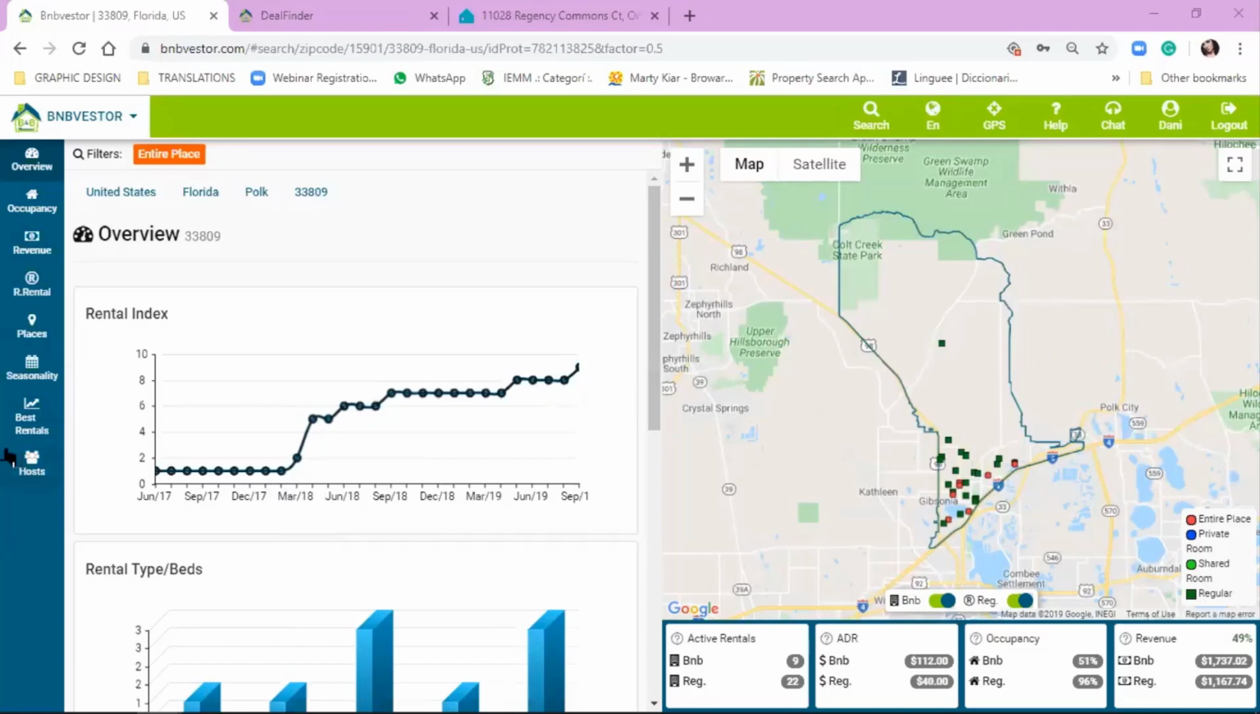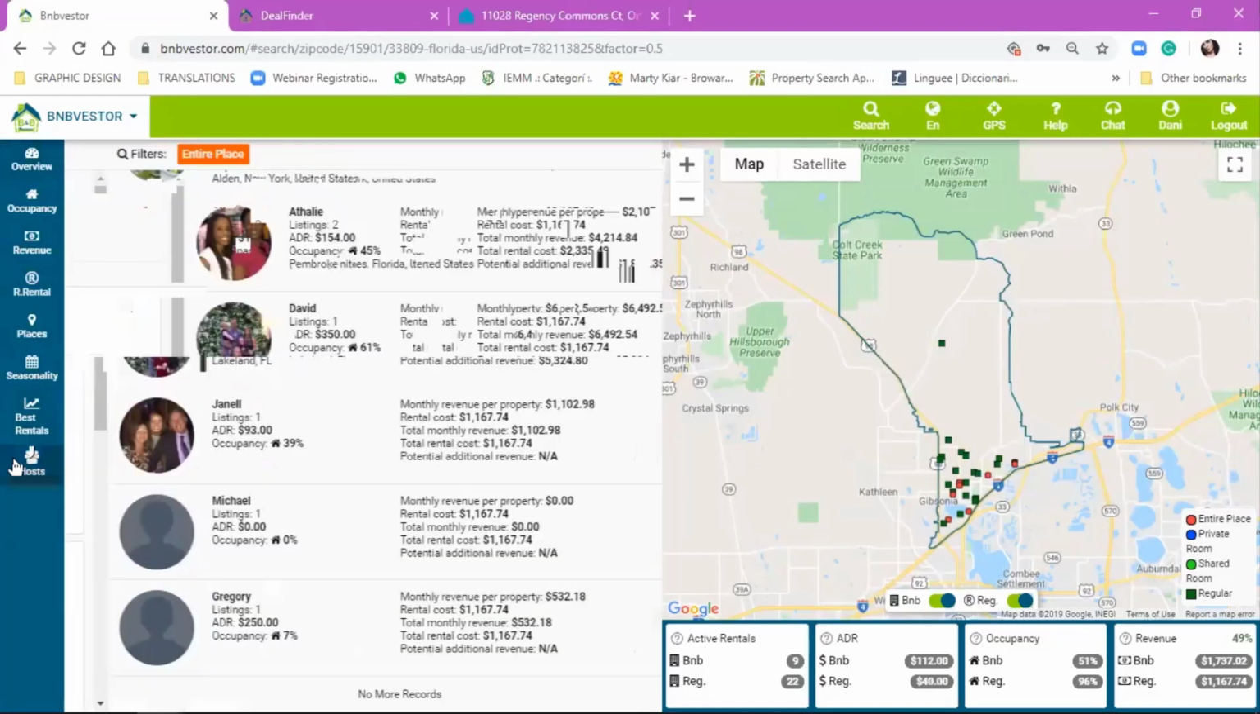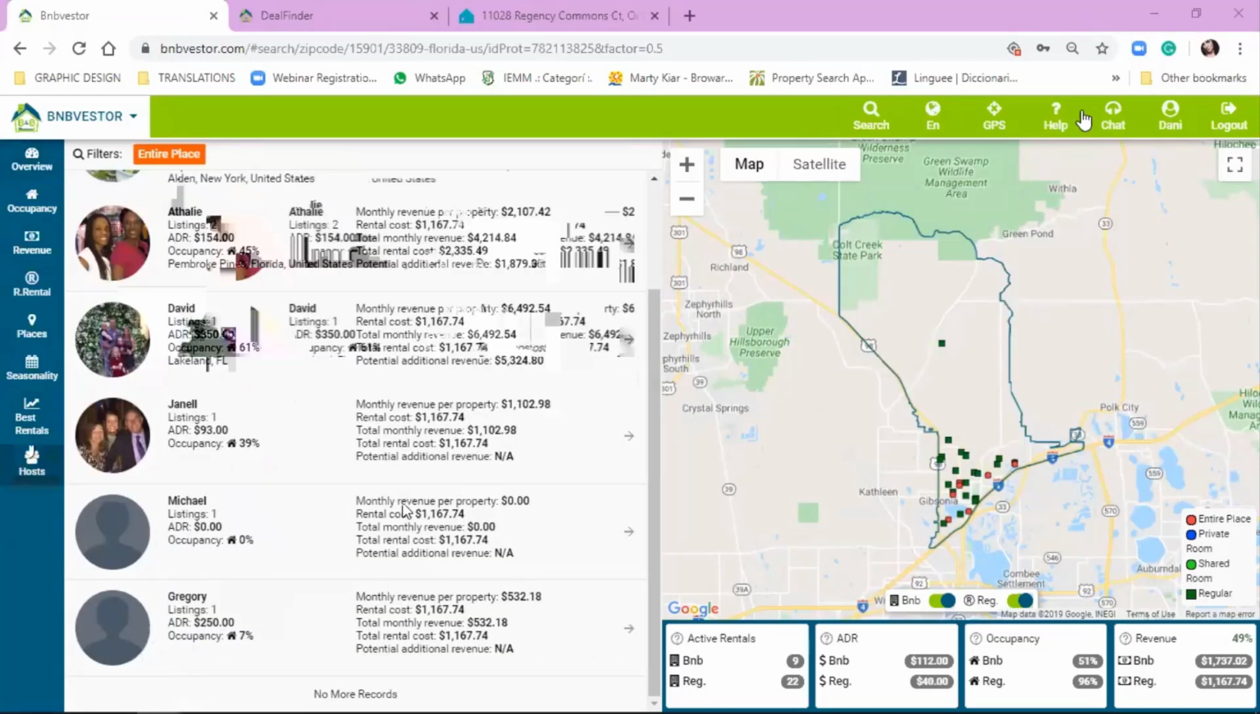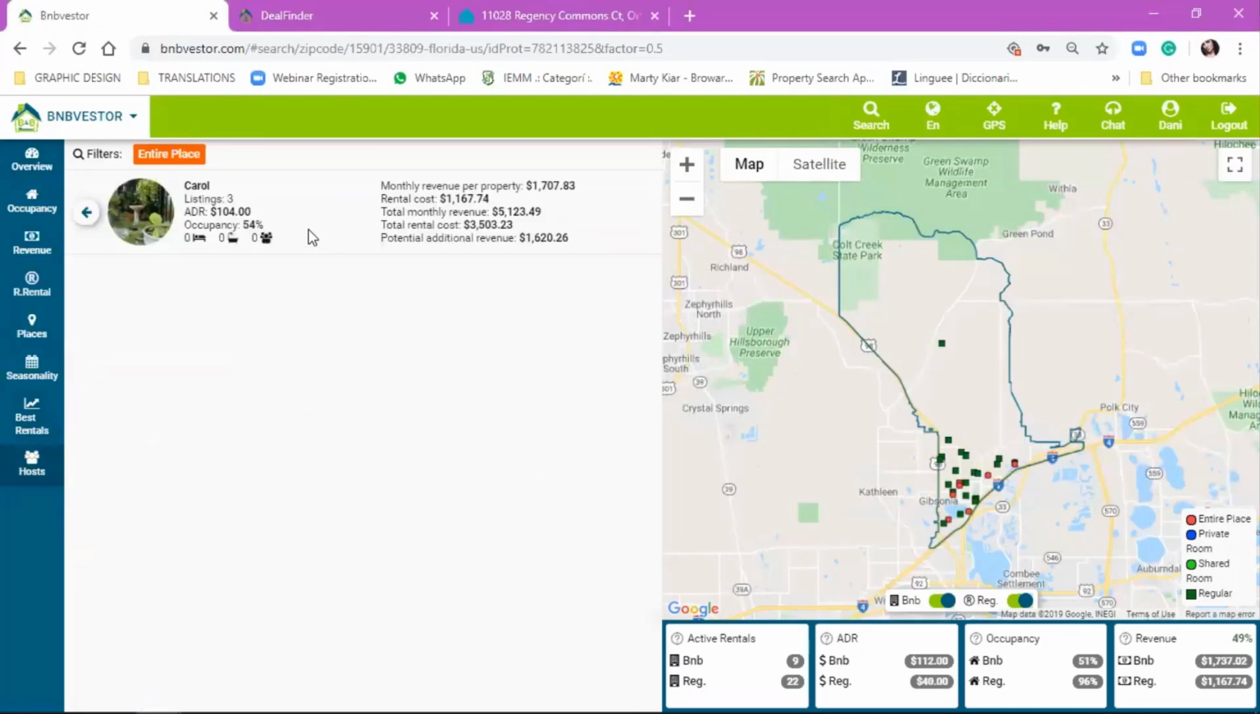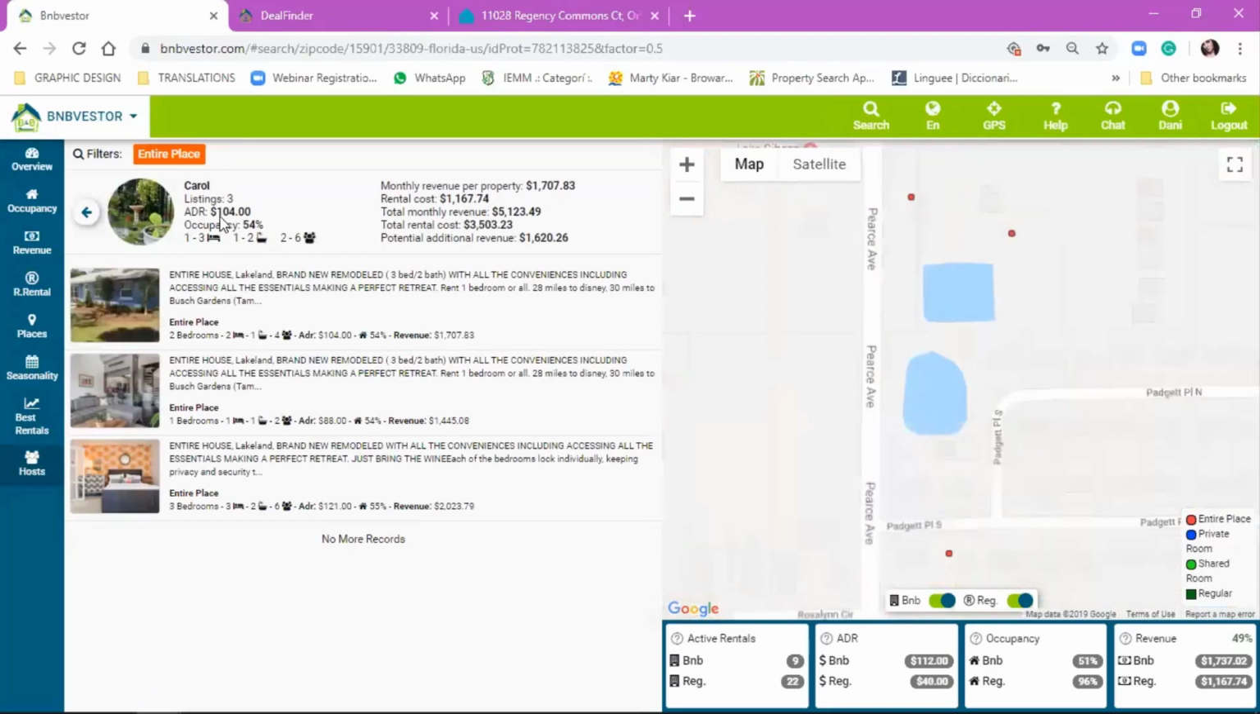Okay, so let's go ahead and take a look into hosts. Let's take a look at Carol. Carol has 3 properties. It has an average daily rate for all 3 of them of $104. It has an occupancy of 54%. And between the 3 properties, it has from 1 to 3 beds and 1 to 2 baths. And it goes from 2 to 6 guests.